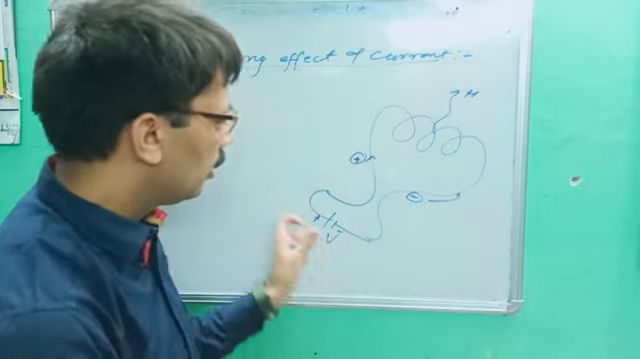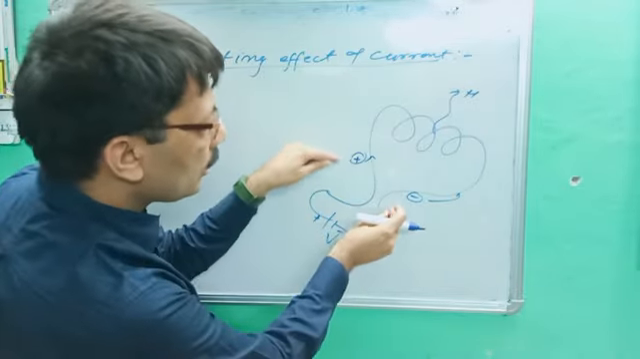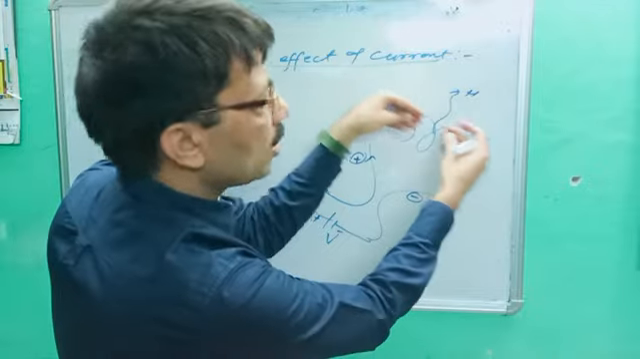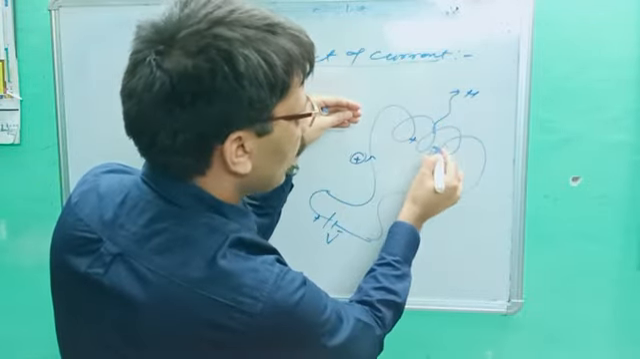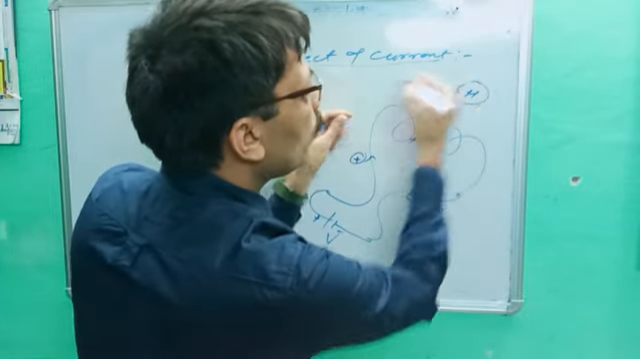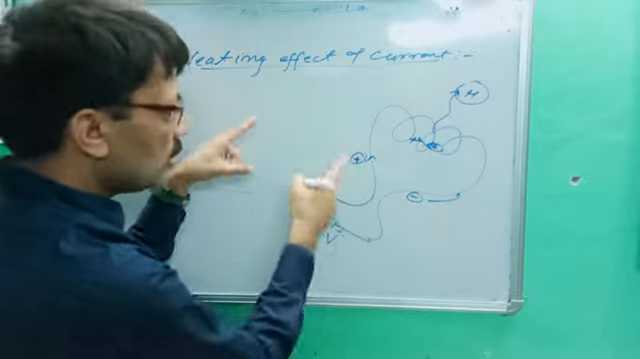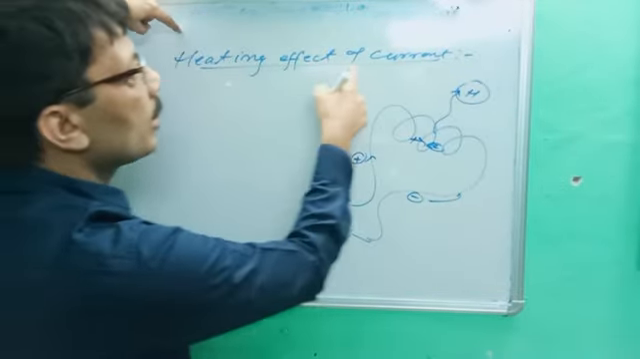The same thing is going on when we apply chemical or potential energy through any conductor. Electron and proton start running towards each other by repulsion, and ultimately they collide. Plus and minus collide, and when they collide they create heat. This heat is created due to what? Current. That's why it is called the heating effect of current.